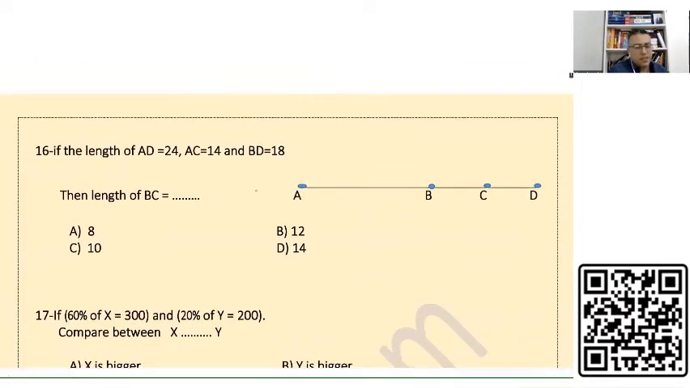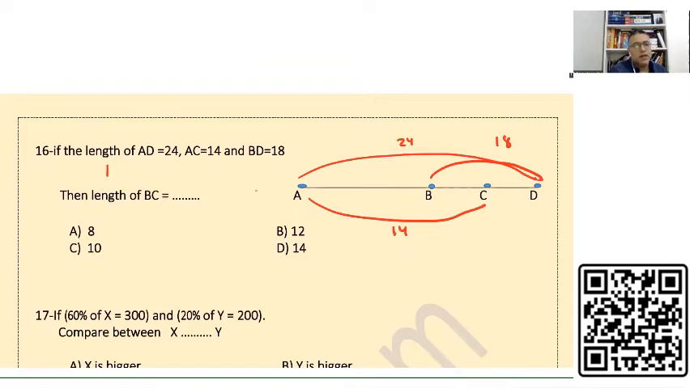Regarding question number 16, the length of AD is equal to 24, from A to D is 24, and from A to C is 14, and from B to D is equal to 18. Notice that if you add up 14 and 18, it will give you 32. And the total length is 24. So 32 minus 24 is equal to 8. So the common area here should be 8.